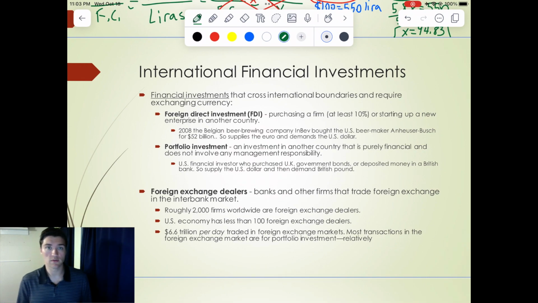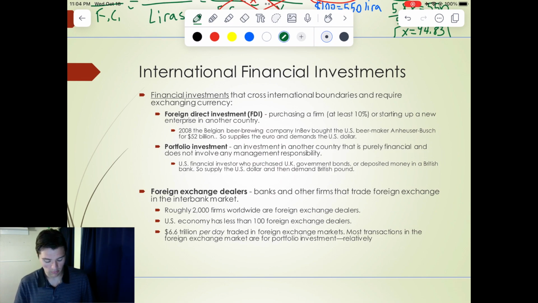So you can travel to a different country and have the foreign exchange, and we can also have international financial investments. So financial investments that cross international boundaries and require exchanging currency. So we could have a foreign direct investment, which is purchasing a firm, at least 10% of the firm, or starting up a new firm. That's where we have a direct investment into a firm. So for example, in 2008, the Belgian beer brewing company InBev bought the U.S. beer maker Anheuser-Busch for $52 billion. So they had to exchange the euro wherever they are, and they had to put it into dollars. Okay. So they had to look at the exchange rate to figure out, well, how much can they buy?